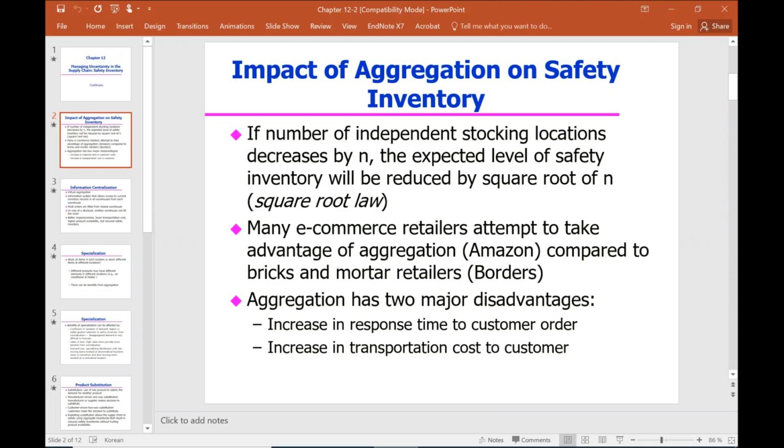Okay, by having the aggregated location of warehouses. And the second weakness is what? Transportation costs. Again, because you're going to have a long physical distance between the warehouses and customers. That much is going to cost you a lot to deliver the product. Okay.